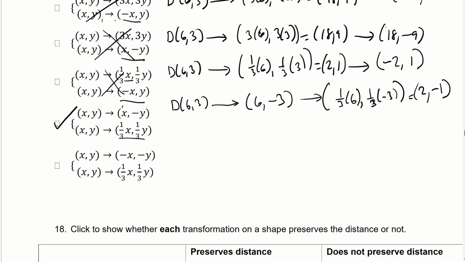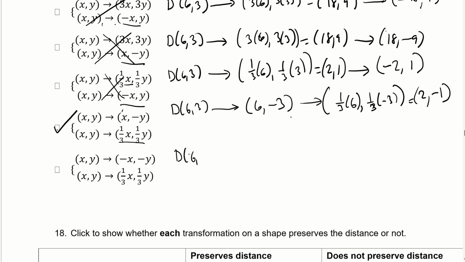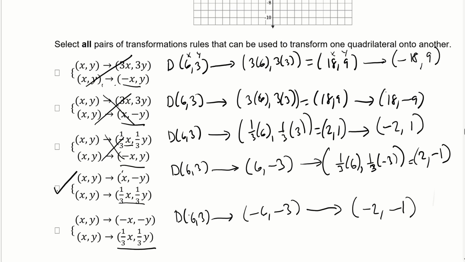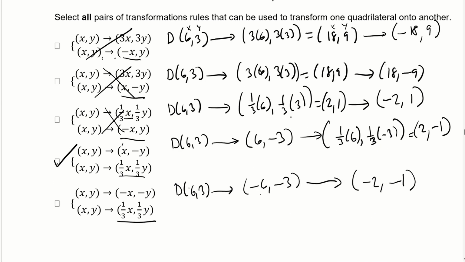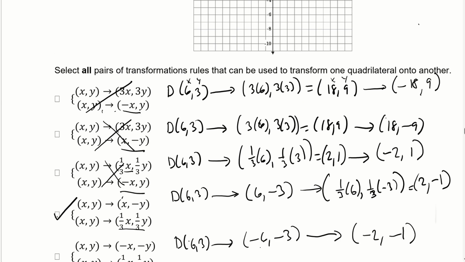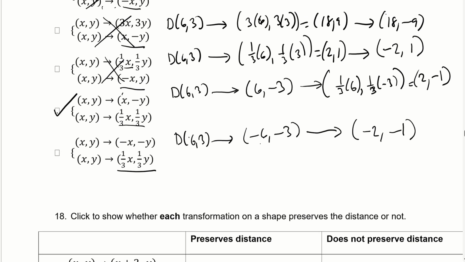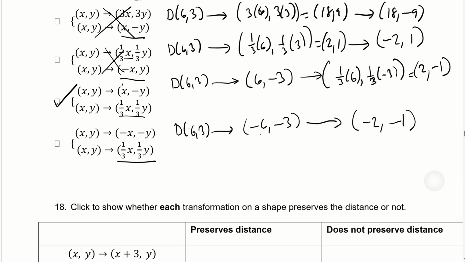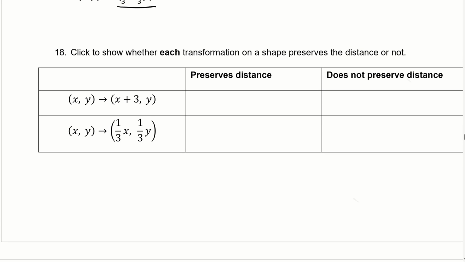And then let's check the last one. So we got 6, 3. It says select all pairs. We got negative x, negative y. So that means we're going to put a negative on both. Then if I apply this transformation, it's going to turn into negative 2, negative 1, because I'm going to divide this by 3, and I'm going to divide this by 3. Which is not that. So there's only one answer in this case. All right, so that's number 17.